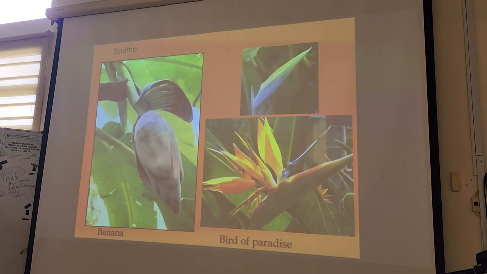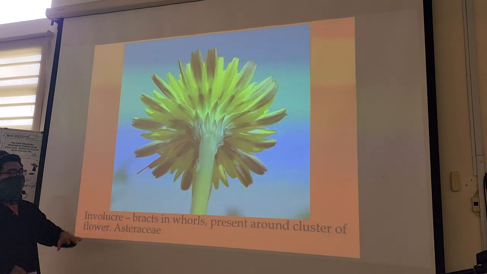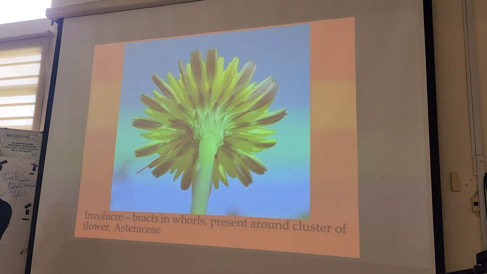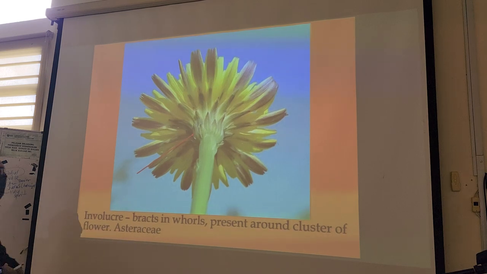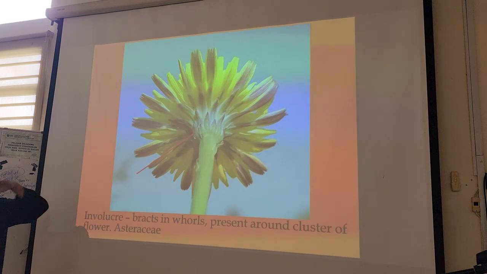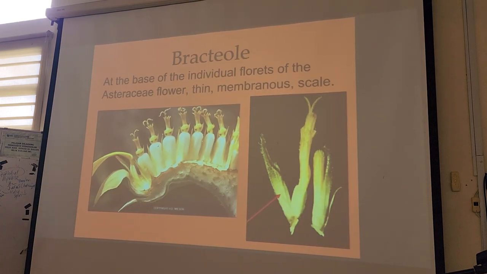Alright, next. Involucre. Okay, this is important. Involucre is the bracts in the form of a whorl, coming together. It's hard to see from the side. You need to look from below. Your sunflower, bring it up, then you can see this involucre. I think one group asked me how to see this last week. Alright, next. Bracteole.